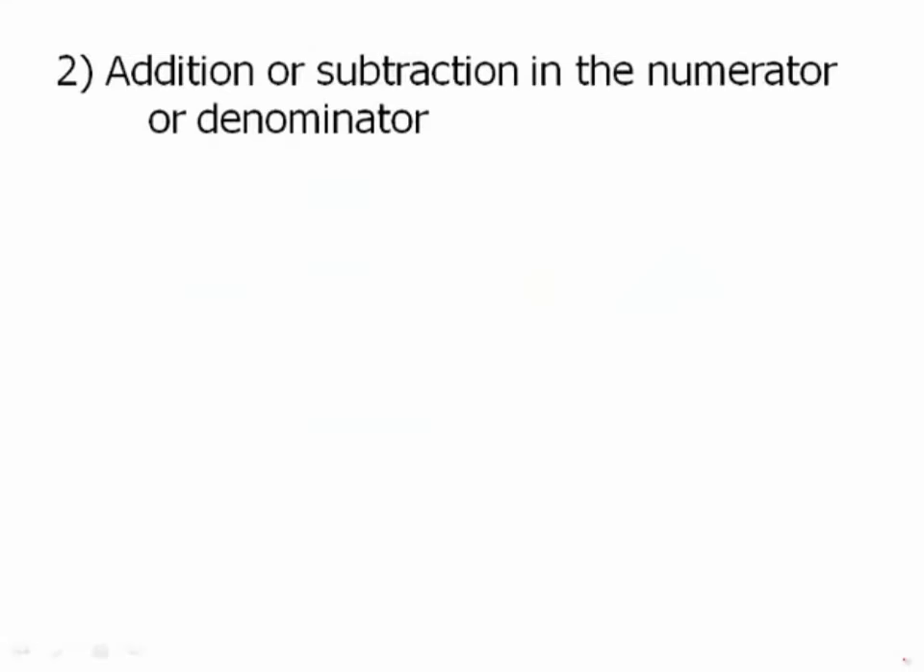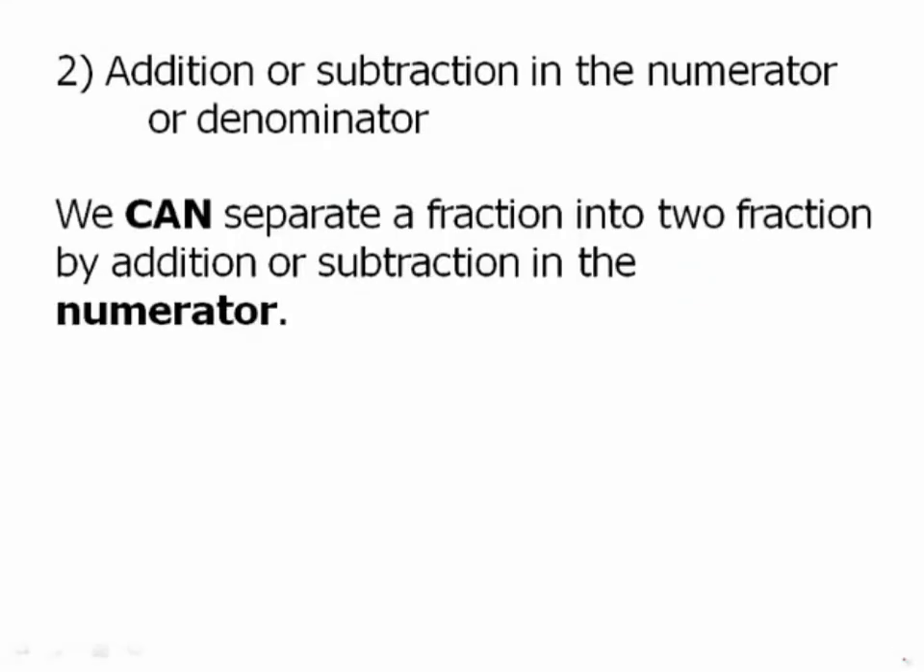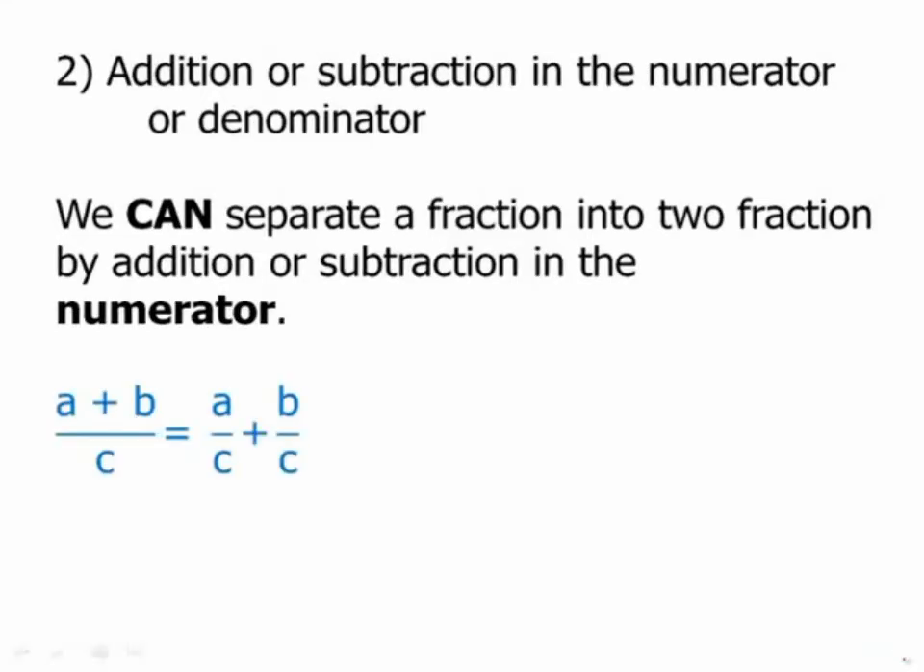The second idea we'll talk about is addition or subtraction in the numerator or the denominator. We can separate a fraction into 2 fractions by addition or subtraction in the numerator. So if we have a plus b over c, we could write that as a over c plus b over c.